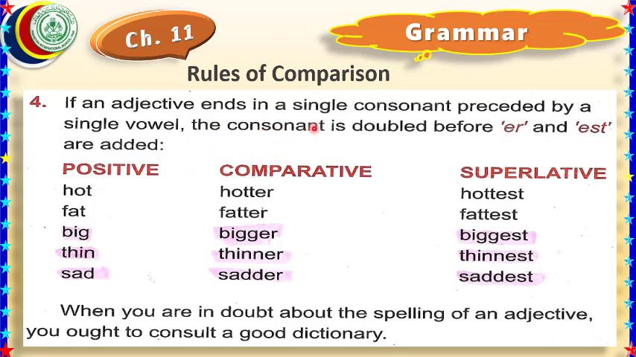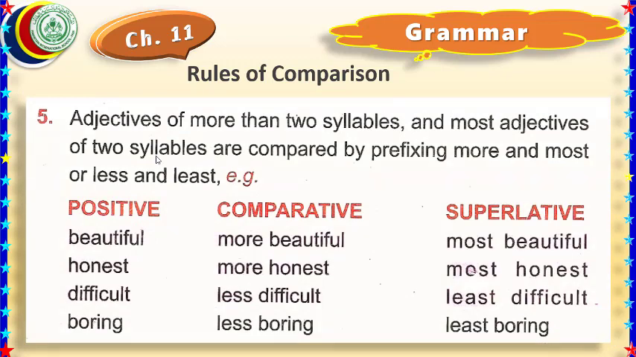Here is written consonant. What is consonant? Here is written vowel. A, E, I, O, U are called vowels. All other letters are called consonants. Hot, hotter, hottest. Fat, fatter, fattest. All are formed in the same way. When you are in doubt about the spelling of an adjective, you ought to consult a good dictionary.